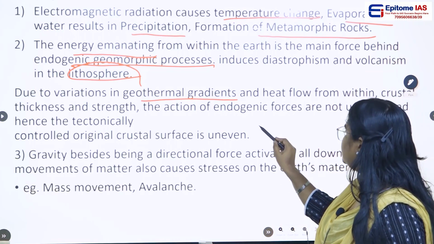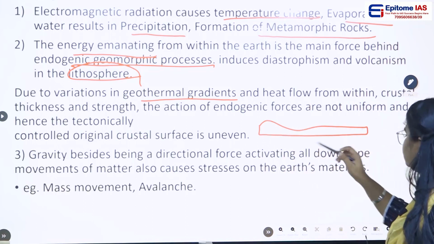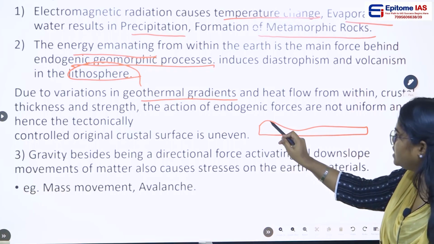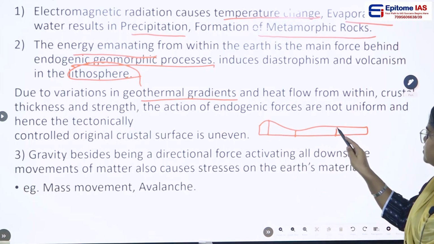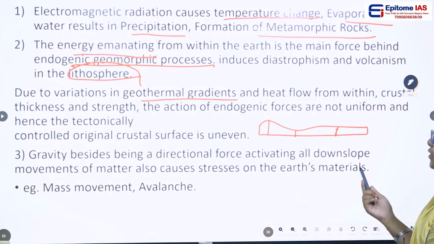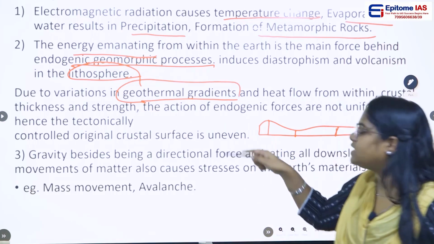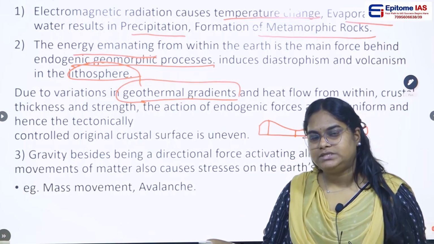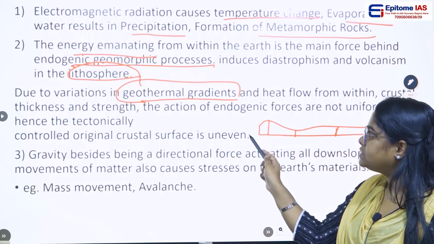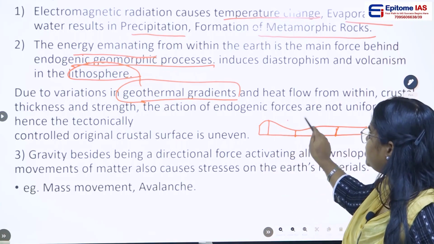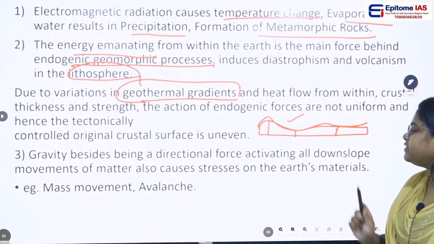So if you see, let's say this is the crust, it is not even. Sometimes it is thicker, some places it is thinner, and again, some places it is thicker. This is because of the geothermal gradients inside the interior of Earth. So these geomorphic processes are also one of the important factors impacting the surface of the Earth.